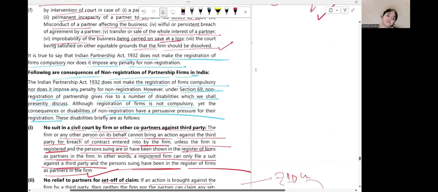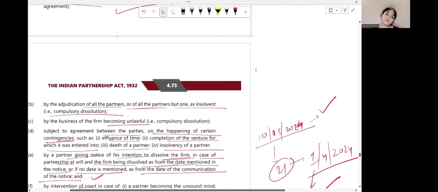Clear everyone? Yes, ma'am. Okay. Now, we have covered your textbook questions. So, shall we cover the questions? So these were all the questions that were mentioned in your textbook, and we have covered all the 3 units of your Partnership Act.